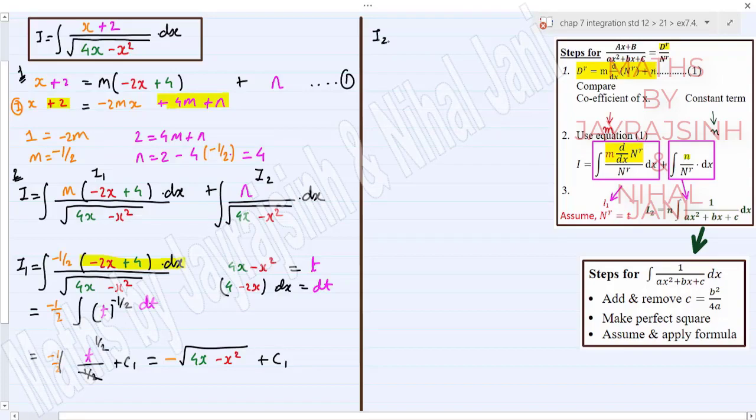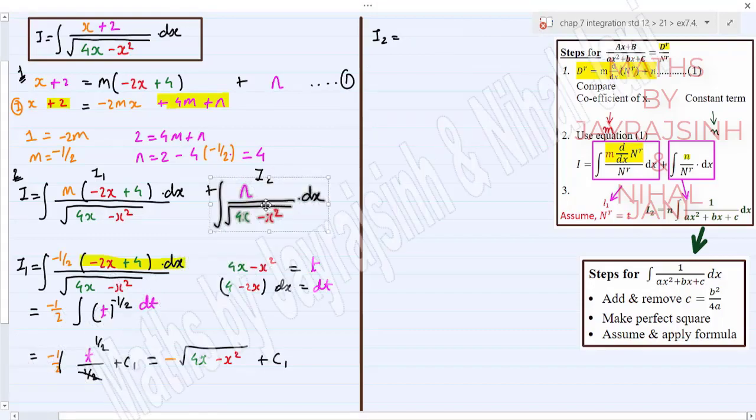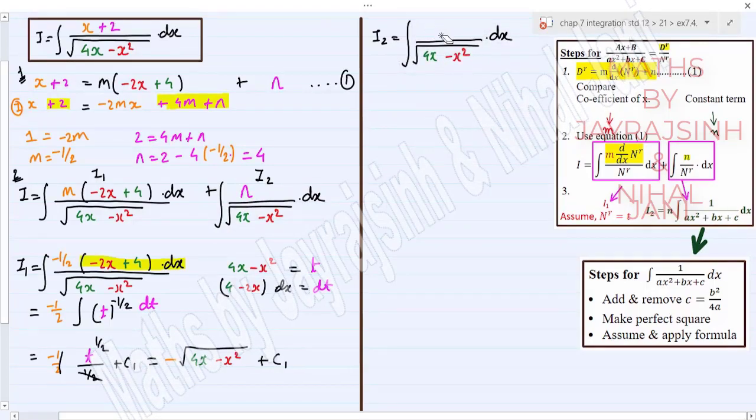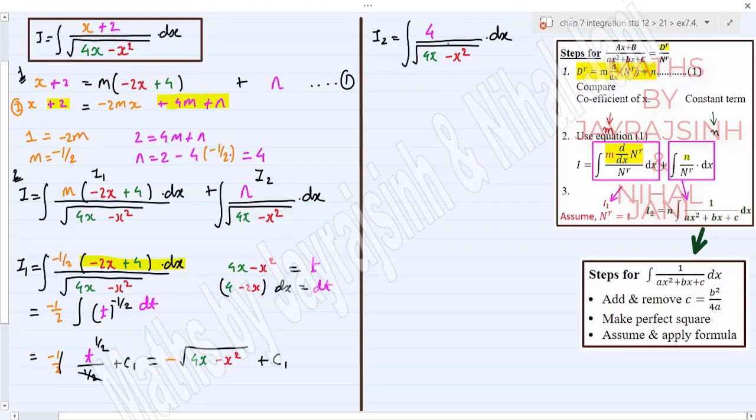Now let's move to the integration of our I2. First of all, let's substitute the value of n, which is 4. And our I2 is in the form of 1 upon under root of 4x minus x square.